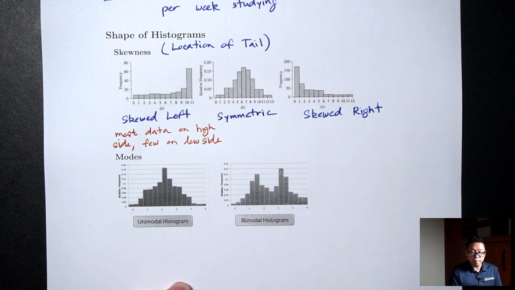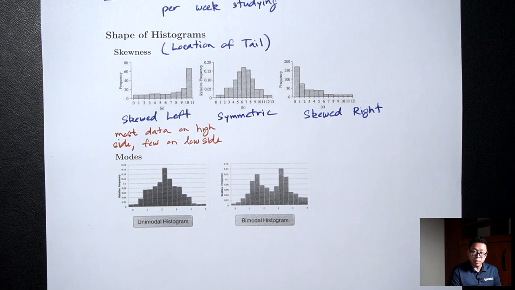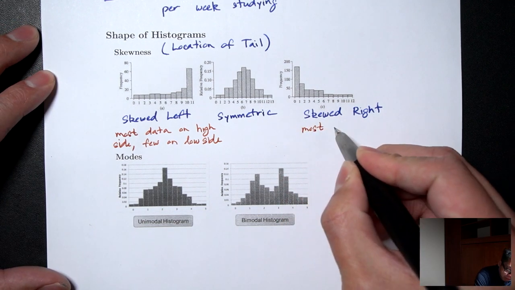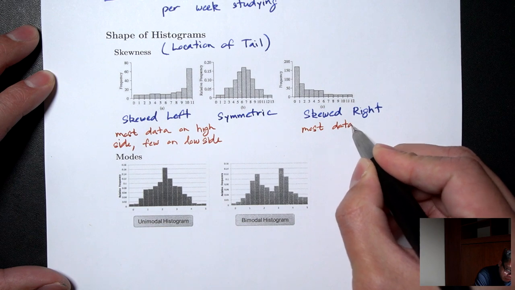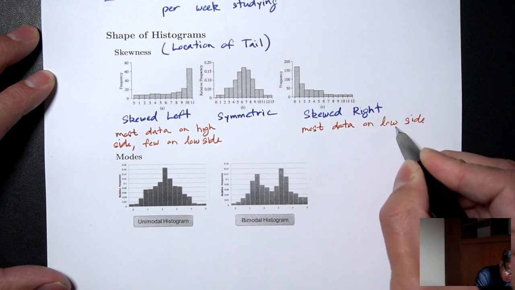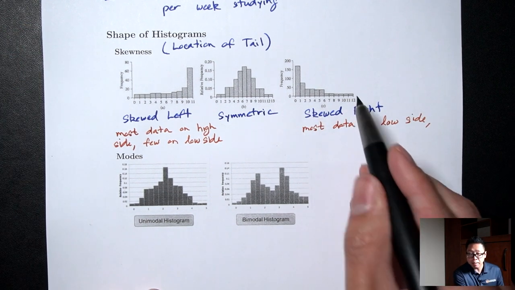on the left side. Skewed right, the peak is on the left side. That means you have most of the data is on the low side. And then you have a few that's high.